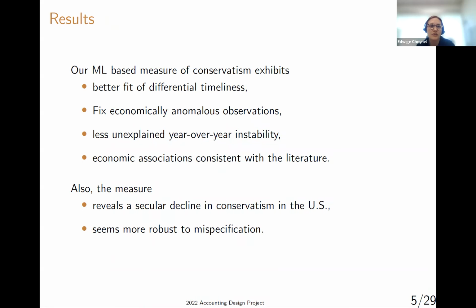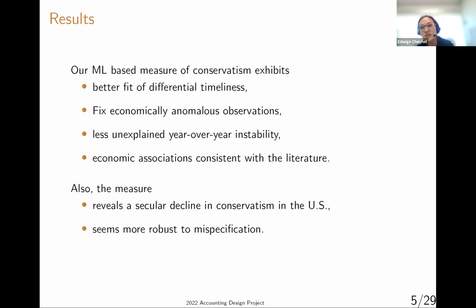So the results: our machine learning measure exhibits a better fit of differential timeliness. We fix economically anomalous observations, as you will see in the presentation. It seems to be relatively stable, because you will see the other linear constructs looked pretty unstable. And then we run some sanity checks to validate this measure.